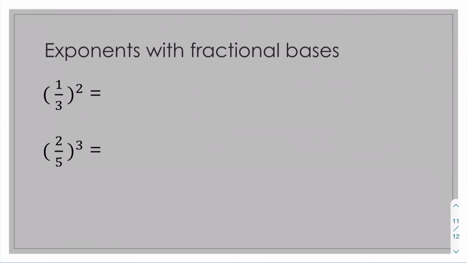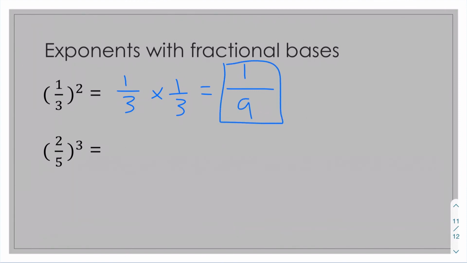So now we have exponents with fractional bases. These are just the same things that we've been doing. 1/3 to the 2nd power is just 1/3 times 1/3. And as we know, when we multiply fractions, multiplying the numerators of these will give me the numerator of the answer, and multiplying the denominators of these will give me the denominator of the answer. So 1 times 1 is 1, and 3 times 3 is 9. So that means this must be the answer.